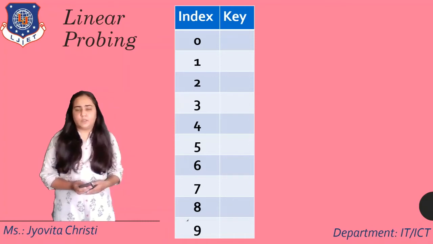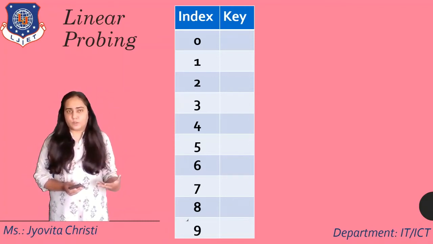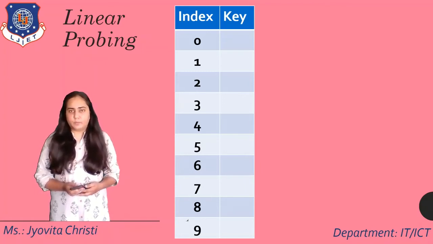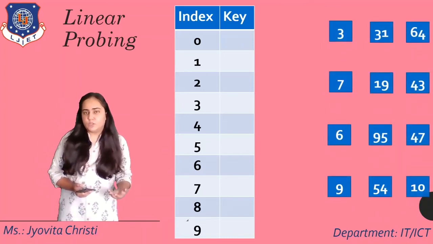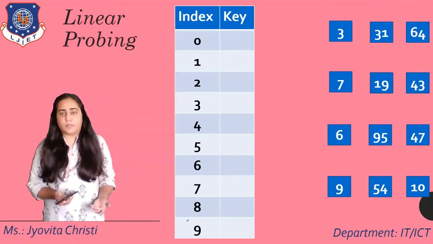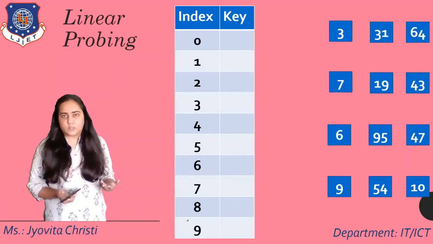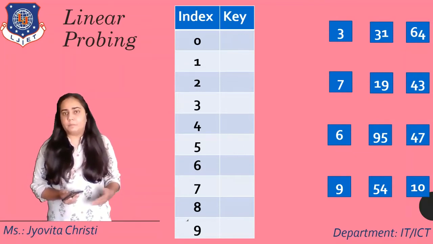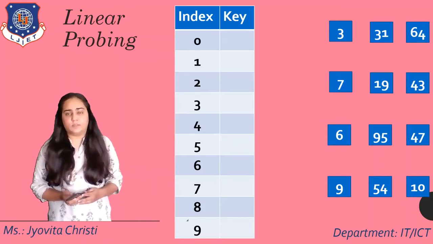The next method to resolve collisions that cannot be avoided is known as linear probing. So let's try to insert these keys. And this time I'm not going to do the calculation of modulo because it's understood by now that when we do modulo 10, all we get is the last digit of the number. So I'm just going to insert all these keys and show you what linear probing is.